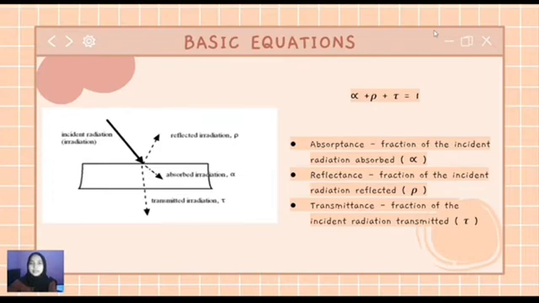Next is the basic equation. For this experiment, the equation used is alpha plus rho plus tau equal to 1, where alpha is the absorptance, the fraction of the incident radiation absorbed, rho is the reflectance, the fraction of the incident radiation reflected, and tau is the transmittance, the fraction of the incident radiation transmitted.